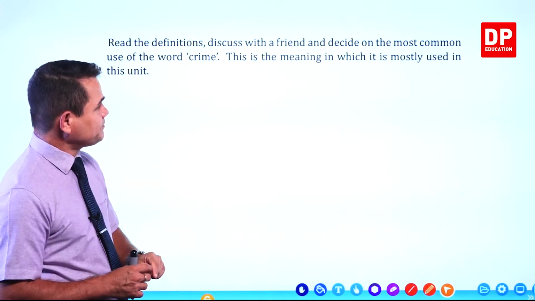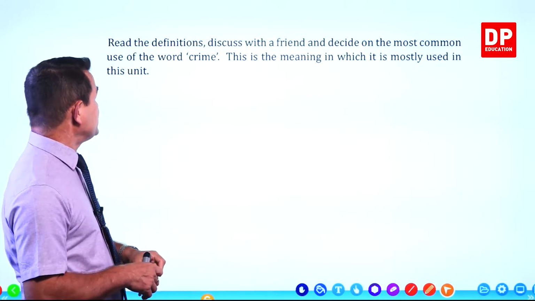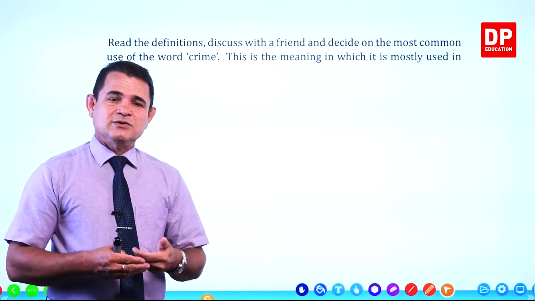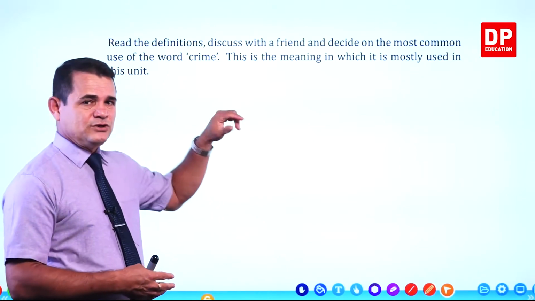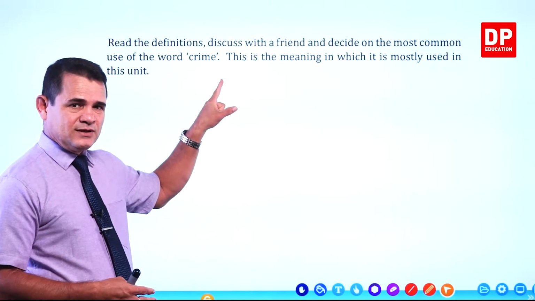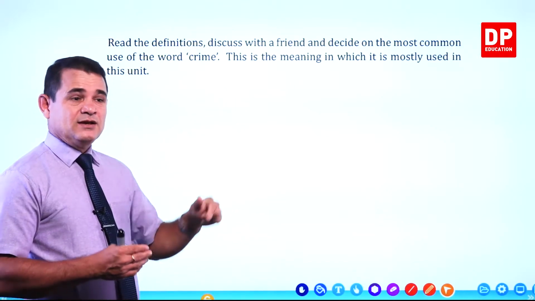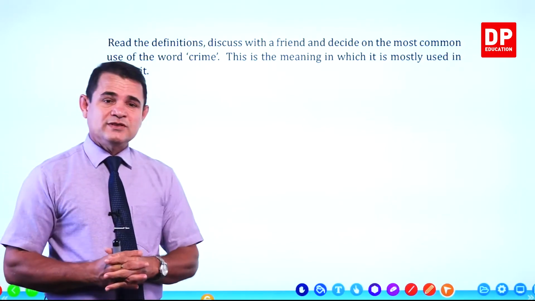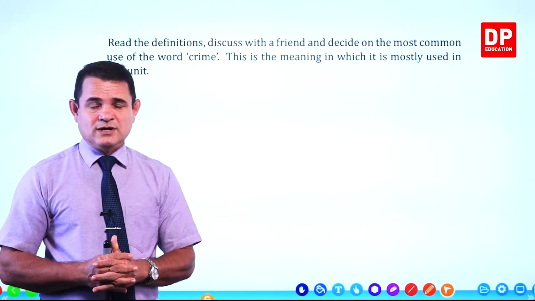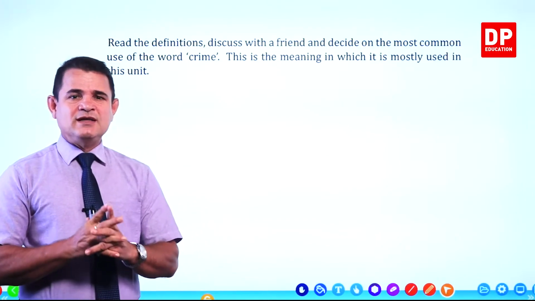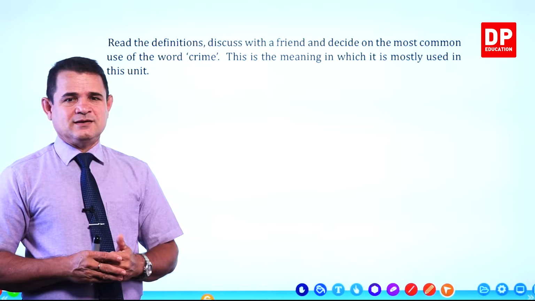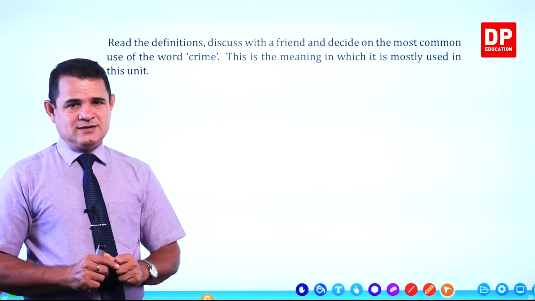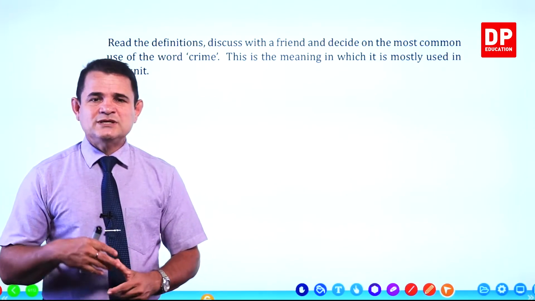This is the meaning in which it is mostly used in this unit, right? So then you discuss about what you read earlier. අපි දැන් කලින් කියව definitions ටික නැවත කියවලා you discuss with your friend and then come out with the most suitable, I think the best one. ඒවා හිතන හොඳම definition එක මොකක්ද? ඒ කීපය තුලින් ඔයාලට හිතෙන්නේ crime ගැන කියවෙන හොඳම එක මොකක්ද? Discuss with your friend. You tell your idea.